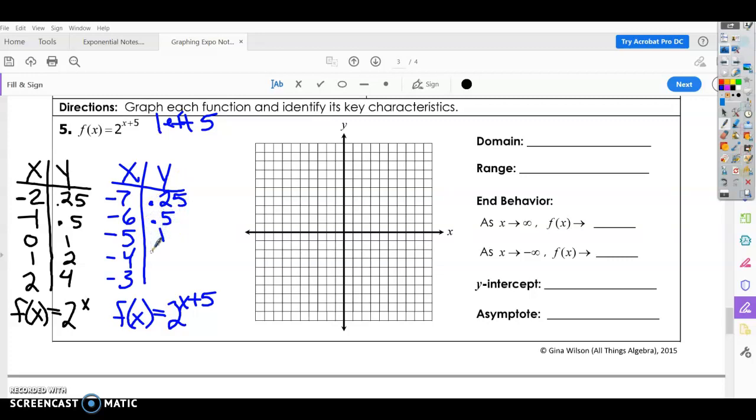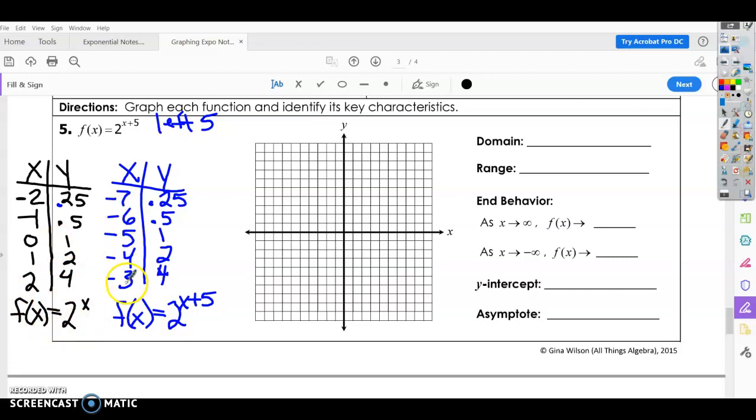And again, if you're not sure where these x's came from, just watch the other video, because all we had to do was take the negative 2 and plug it into the parent function. 2 raised to the negative 2 is the same as 1 over 2 squared. 1 over 2 squared is 1/4, and that becomes 0.25. So these numbers just came by plugging the x's into the parent function.